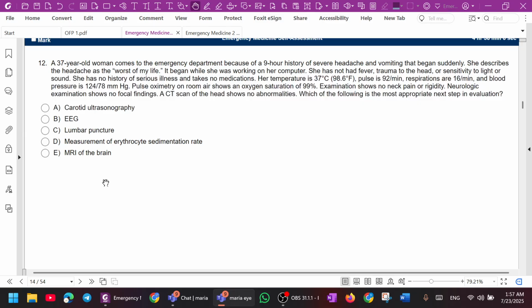Temperature is 37 degrees Celsius, pulse 92 per minute, respiration 16 per minute, blood pressure 124 by 78 millimeters of mercury. Pulse oximetry on room air shows an oxygen saturation 99%. Examination shows no neck pain or rigidity. Neurologic examination shows no focal findings. CT scan of the head shows no abnormality. Which of the following is the most appropriate next step in the evaluation?